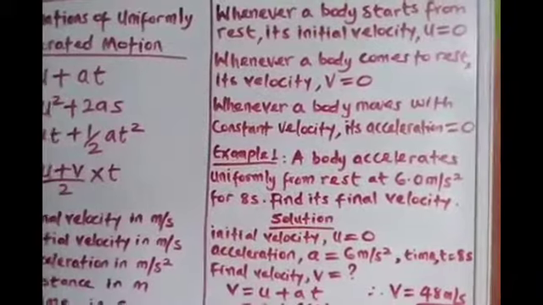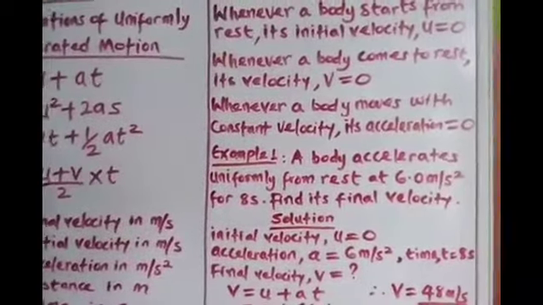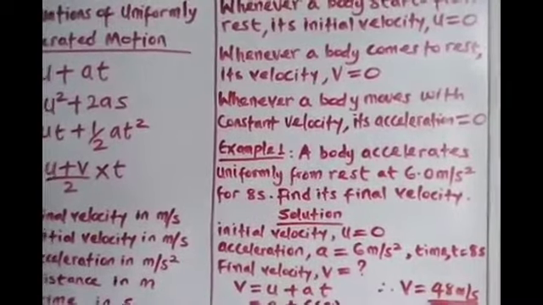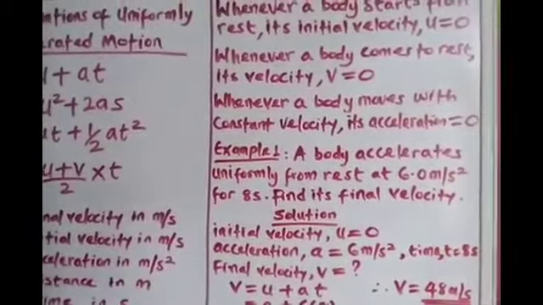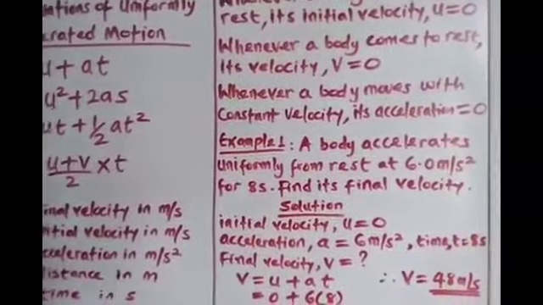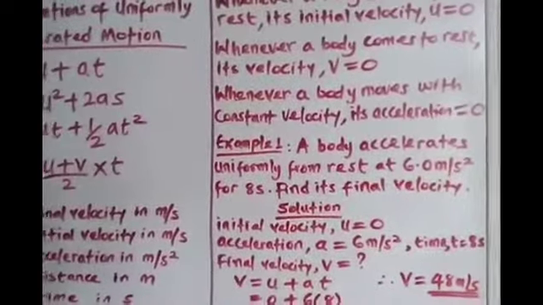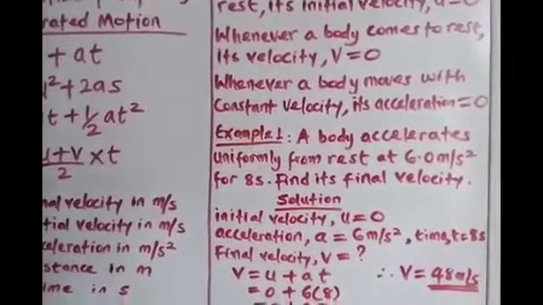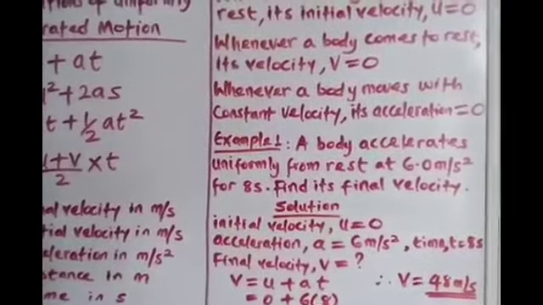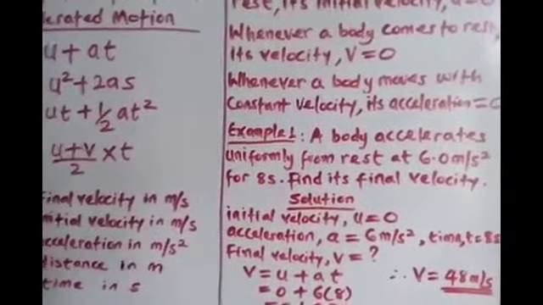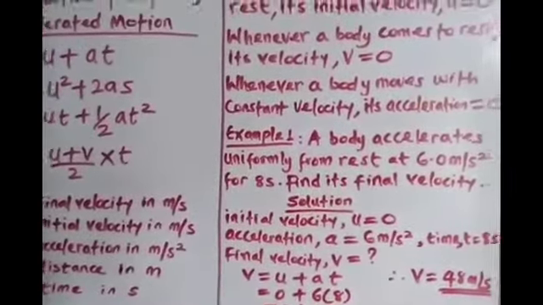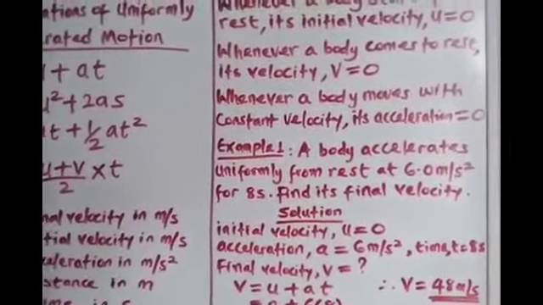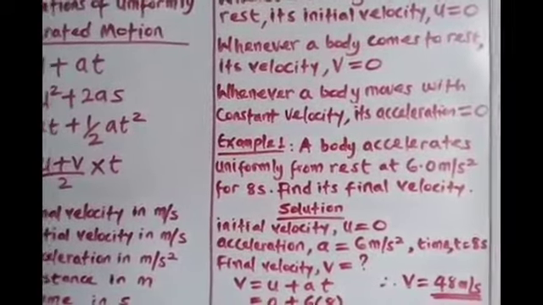Whenever a body comes to rest or a body stops, its final velocity v will be equal to 0. Whenever a body moves with a constant velocity, its acceleration a will be equal to 0, meaning the initial velocity and the final velocity are the same. Please take note of all these. These three things are key in solving questions under equations of motion.